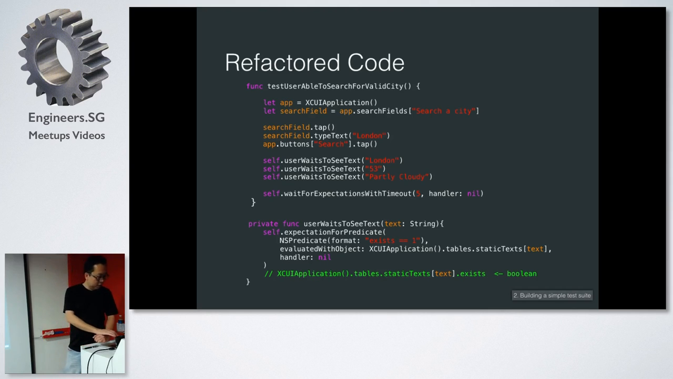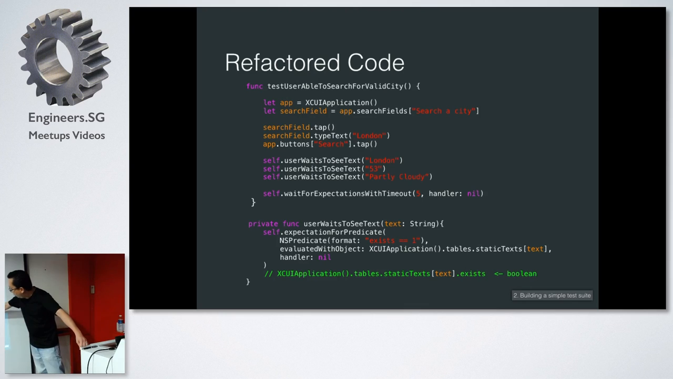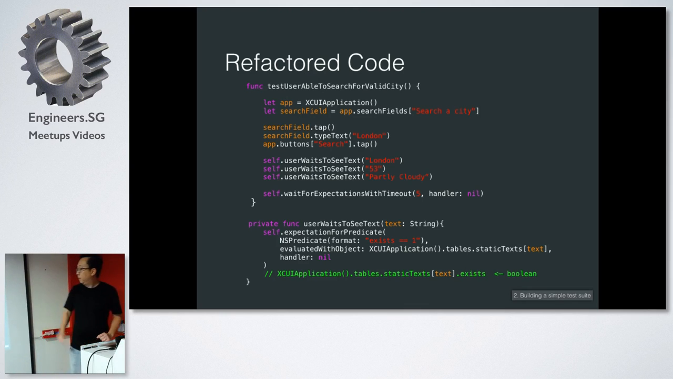So here we have a private function where we create expectations using a predicate, and we wait for a five second timeout. We evaluate whether this is true. So for this portion, after 5 seconds, if London 53 and partly cloudy doesn't appear on screen, the test method will throw an exception and fail the test. So this is a pattern you will see later in the slides, which I will use to wait to assert that something appears on screen.